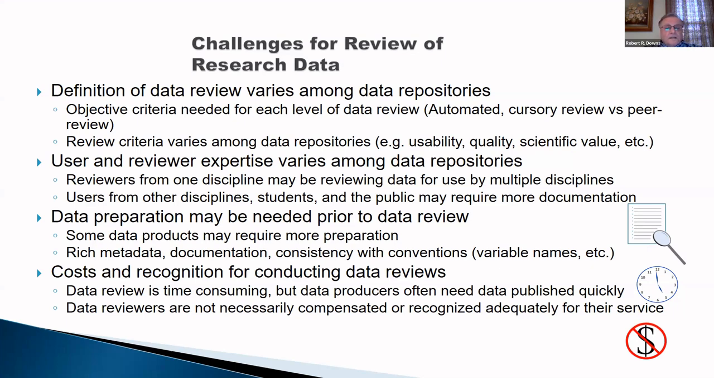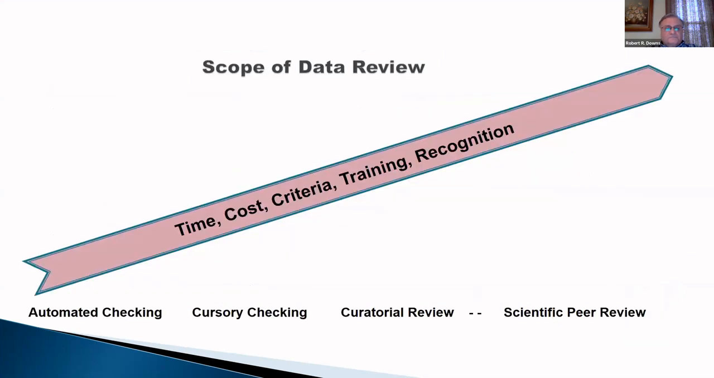And then more data preparation is needed so that people can review the data. And so it's not really the preparation just for reuse, but you want to make sure that the reviewers are able to understand that now, and that you've got the documentation, et cetera, in there. And then the costs and recognition for conducting data reviews. And to me, this is really one of the biggest challenges, because the reviews are time consuming, and we do have to get people to ultimately volunteer to do this. We should look at ways in which we can reward and recognize such efforts.